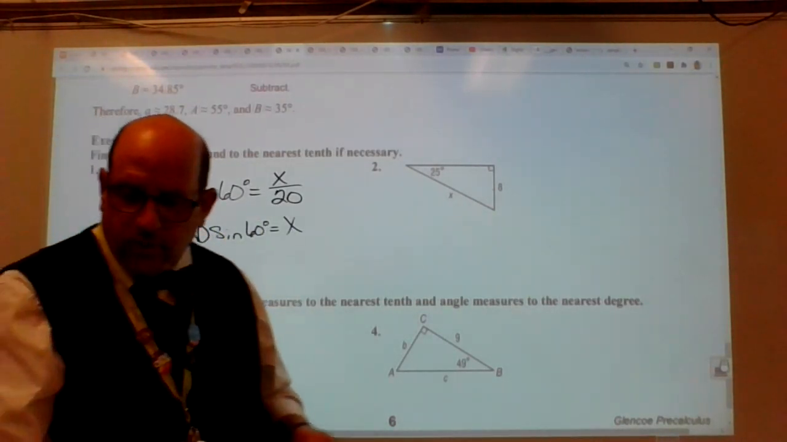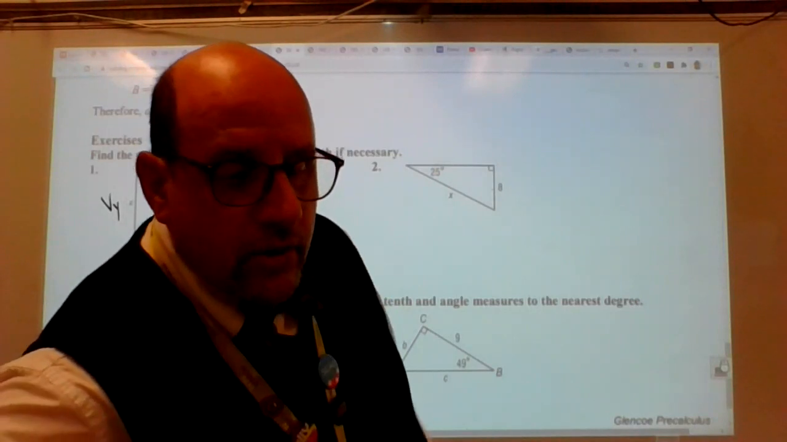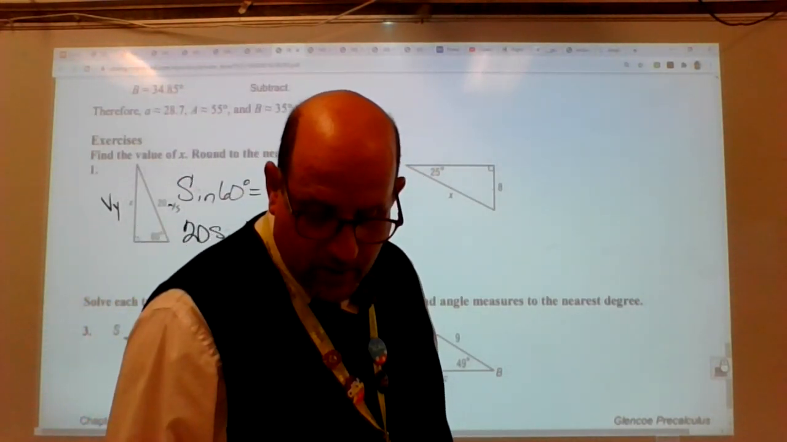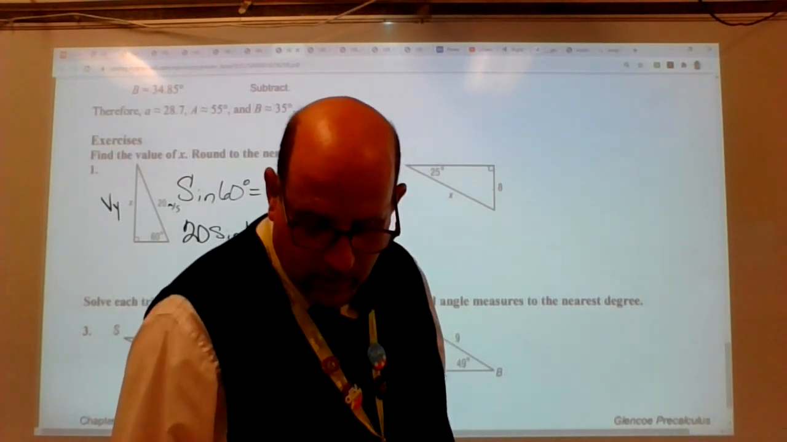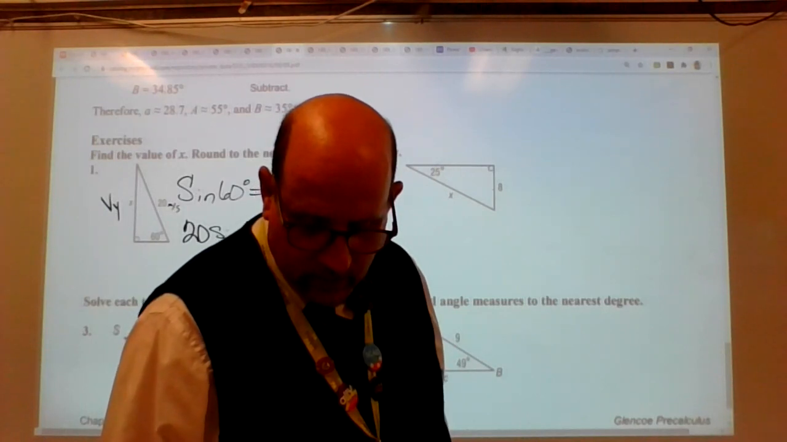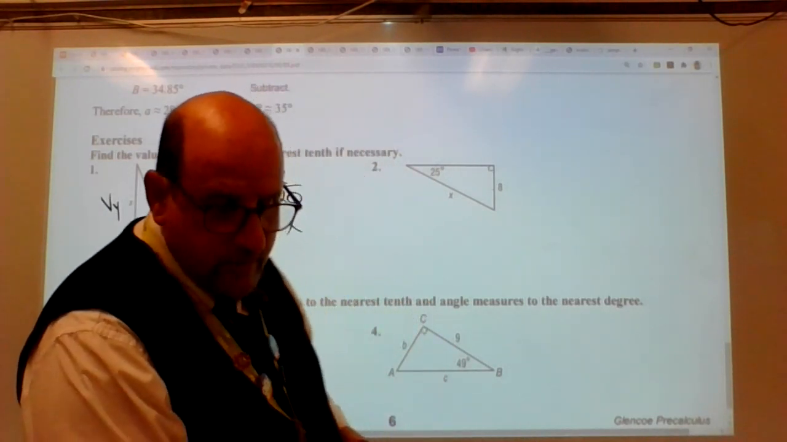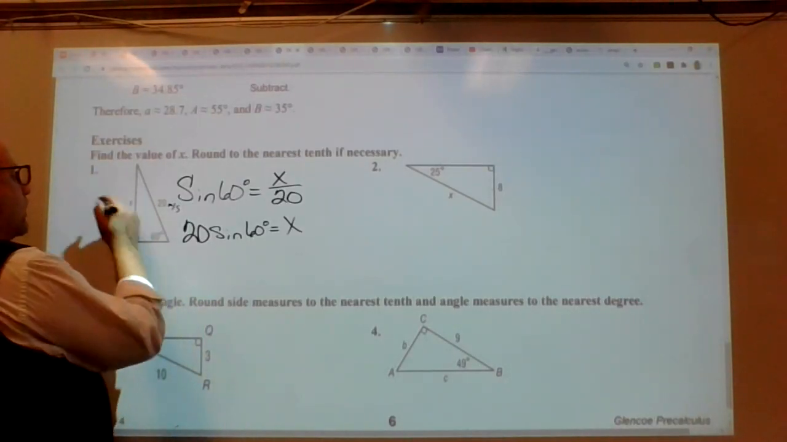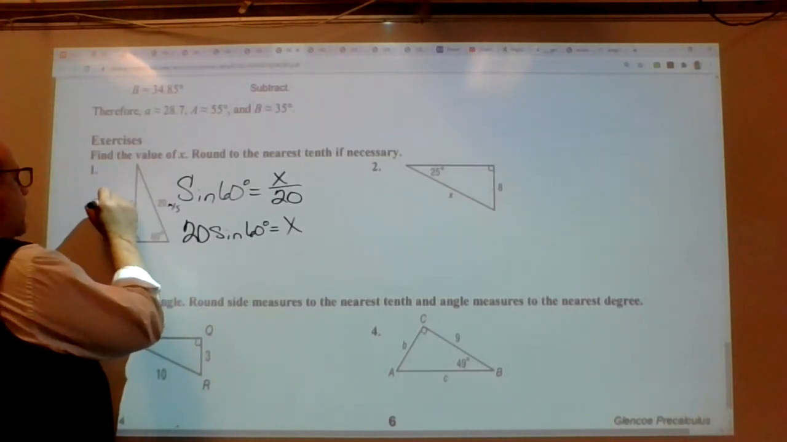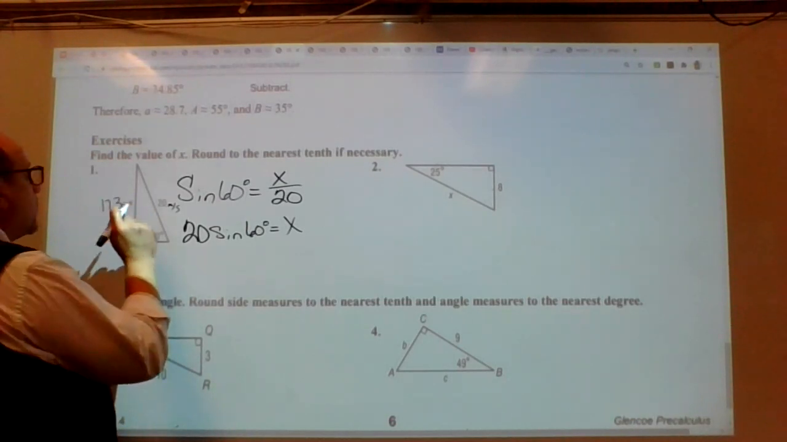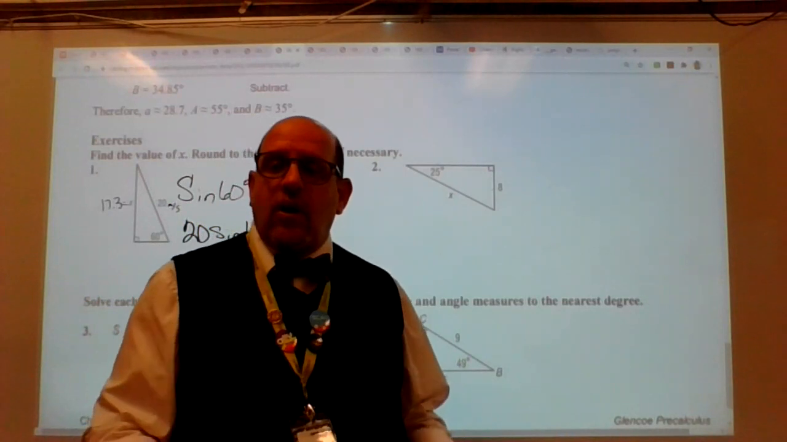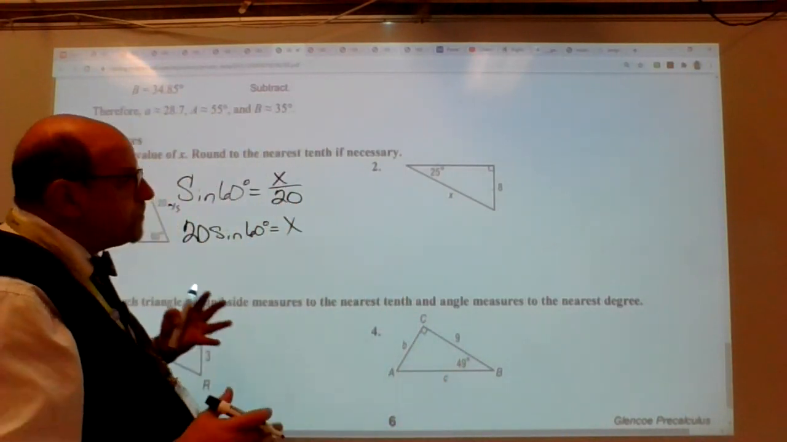And unfortunately, I don't have my calculator out, so I'm buying time by continuing to talk. And I'm checking to make sure I'm in degree mode. I am. So I'm going to say 20 sine 60. And I'm going to say 17.3. 17 3/10, right? Round to the nearest tenth is what it says. All right? That's how you solve for that one.